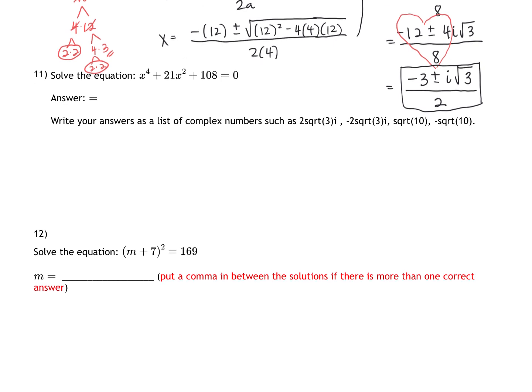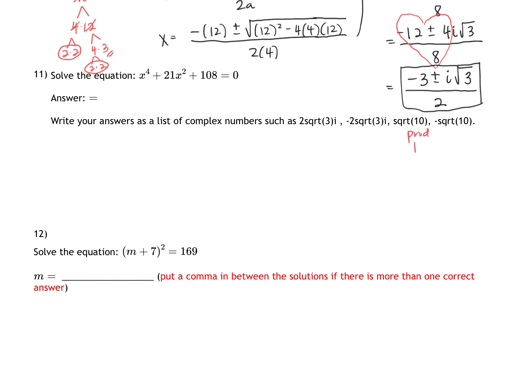Okay, number 11, solve the equation. This one is quadratic in form. It's not actually quadratic because the highest exponent is a 4 instead of a 2. But since the exponents are 4, 2, and then no variable, we can treat it like a quadratic. Usually in your problems, we try to pick ones that are factorable, so I would try to factor first. It's not 100% of the time, but a lot of times.